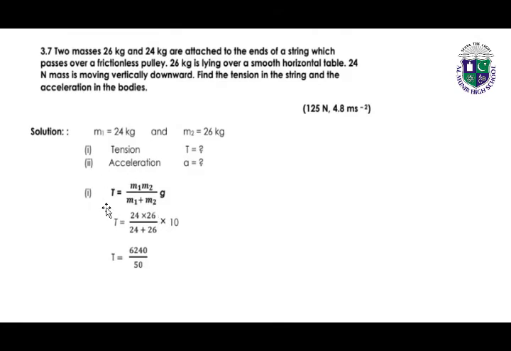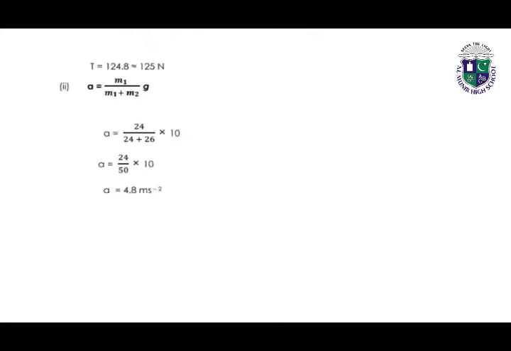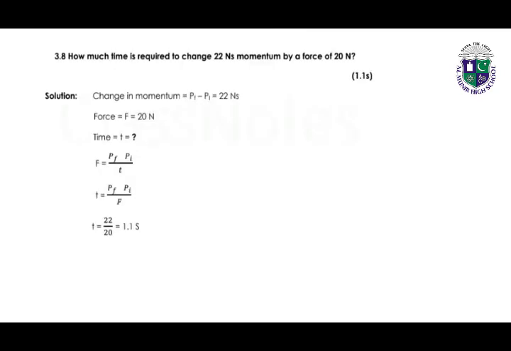So first of all, we will find the tension. Here we have the formula. By putting the values, we will get the value of tension, and to find the acceleration a, we will use this formula, m1 over m1 plus m2, times g. So by putting the values, we will get the acceleration, which is 4.8 meter per second square.